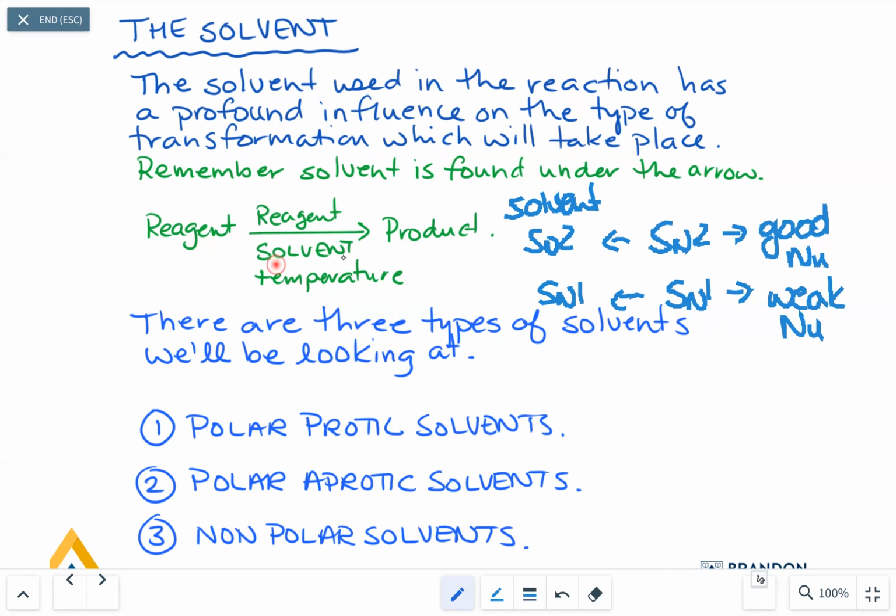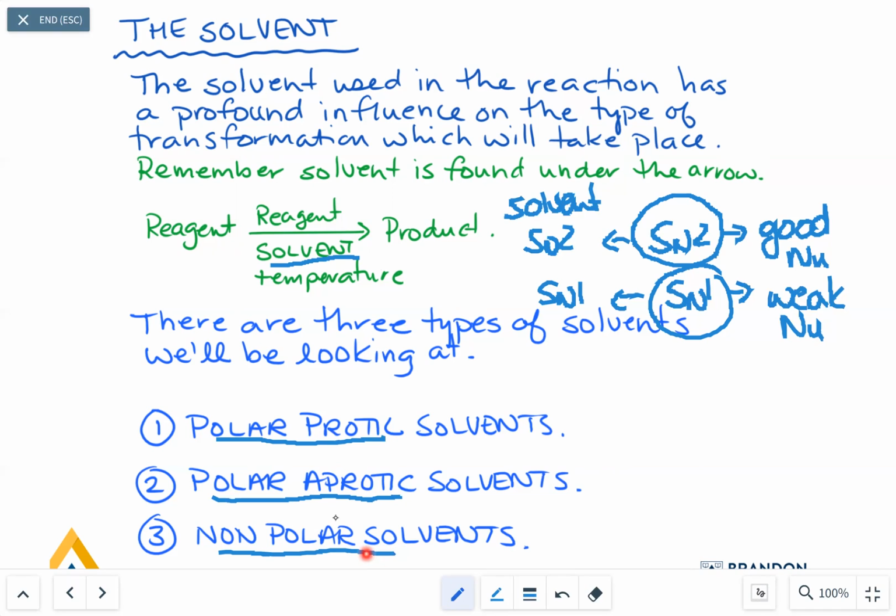So the solvent is going to be really important, and SN2 reactions have a solvent which is going to favor them, and SN1 reactions are going to have solvent types which favor them. And so we would always use the combination of solvent and the appropriate nucleophile if we wanted to do those two types of reactions. When we're looking at solvents, there's basically three types we're going to look at: polar protic solvents, polar aprotic solvents, and non-polar solvents. And what do these mean?